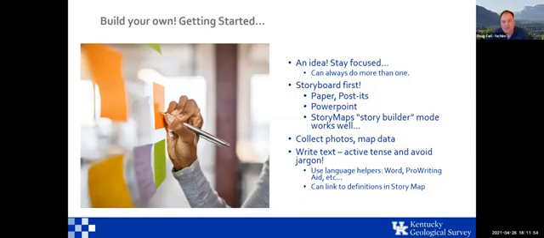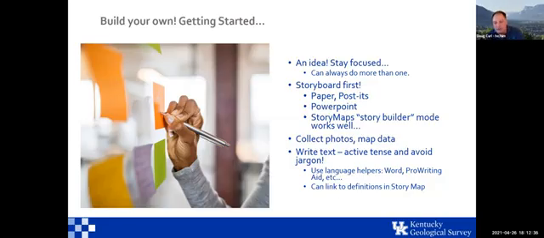And then obviously, you collect your photos and get an idea of the map data that you want to show. There are embedded ways of building the map, and I'll show that. And then write text, keep it active and interesting, and avoid jargon if you can. Like I said, you can link to concepts if you don't want to get bogged down in explaining jargon. You're probably going to have a wider audience with the story map than maybe you do for some other things. So that's just my advice.